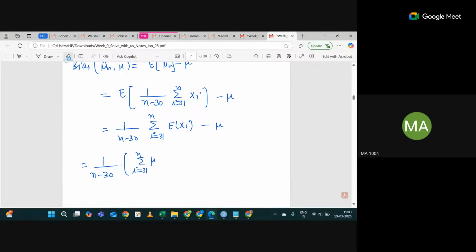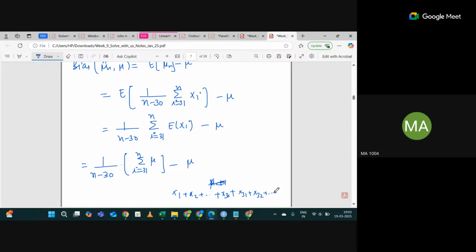Basically each xi. Okay. Now you have to tell me what the value will be. How many times is mu occurring? N minus 30. N minus 30, right? Yes, sir. Yes or no? Because if you add like this, let's say mu plus mu, or let's think like this: x1 plus x2 plus so on, plus x30 plus x31, x32 plus so on, xn.